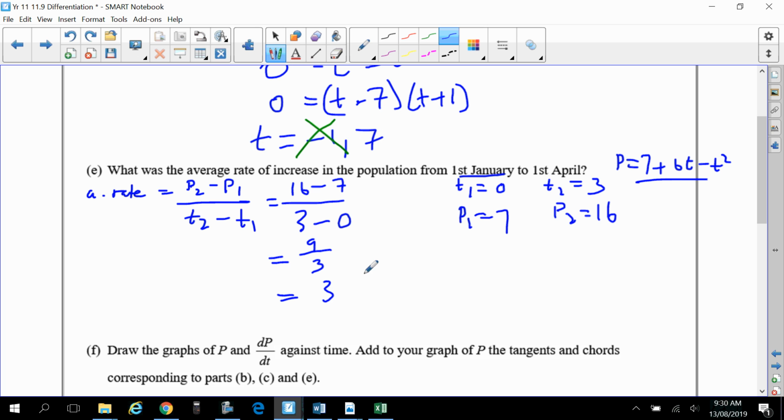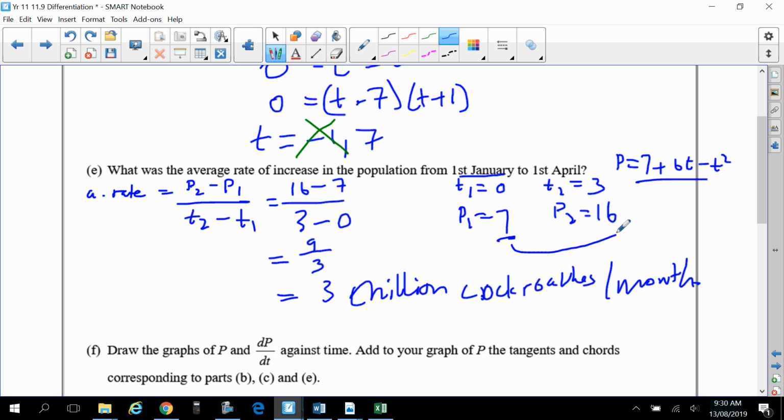So it's 3, is it months? No, it will be 3 million cockroaches per month, right? So on average, you're expecting to get 3 million cockroaches per month. Because it starts from 7 to increase to 16 over 3 months, it means every month you expect 3 extra million cockroaches. Although at the beginning, our instantaneous rate was 6 million cockroaches per month. So at the beginning it was increasing a bit faster. But we'll look at the graph to understand what I just said.